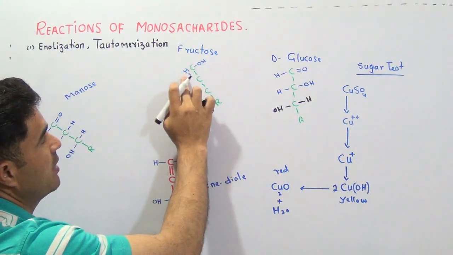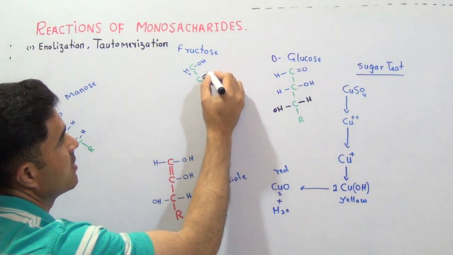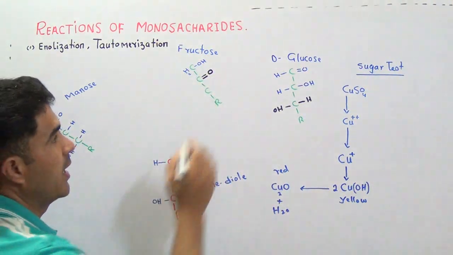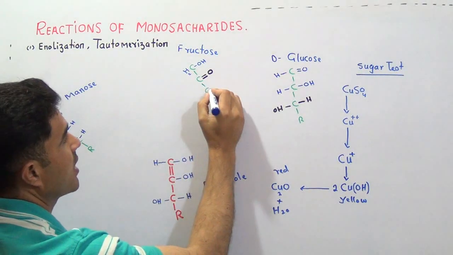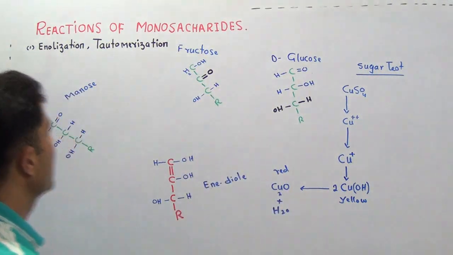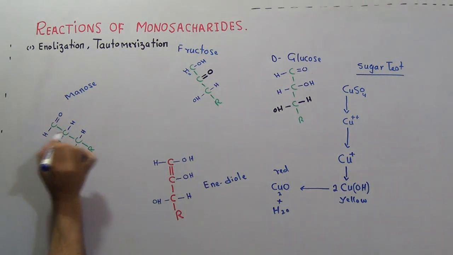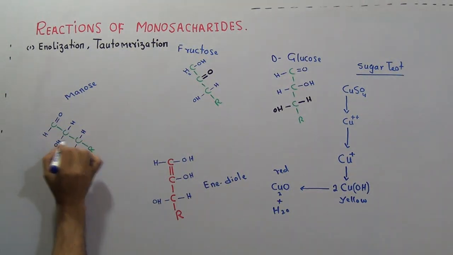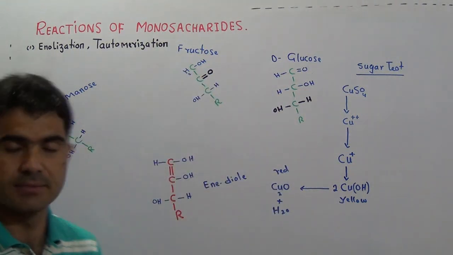Similarly, fructose, carbon number 1, CH2OH, carbon number 2, C double bond O, and then the remaining carbons you can write with HOH, HOH, right? Similarly with mannose, C double bond OH, OH on its left side, HOH, HOH, HOH. All of these are monosaccharides.